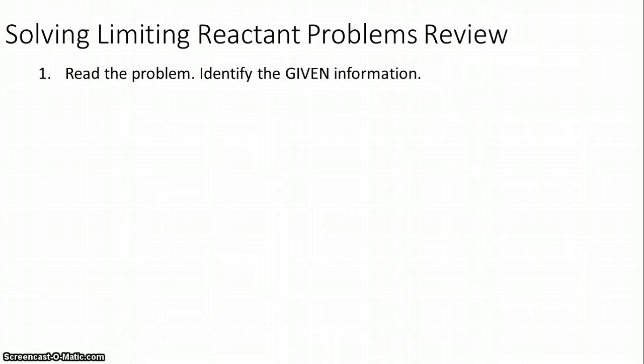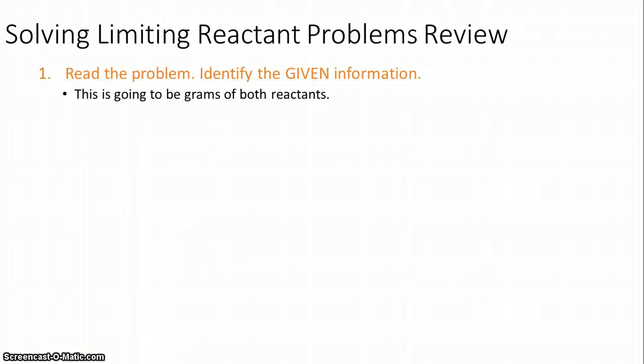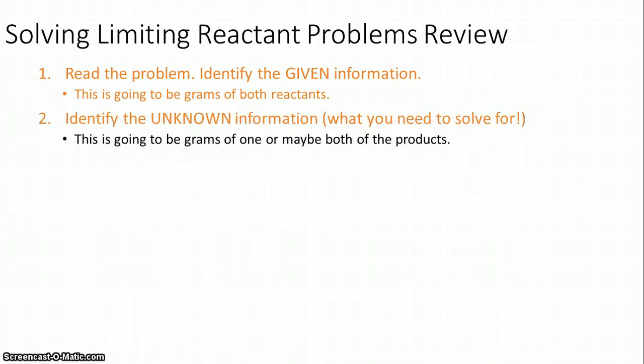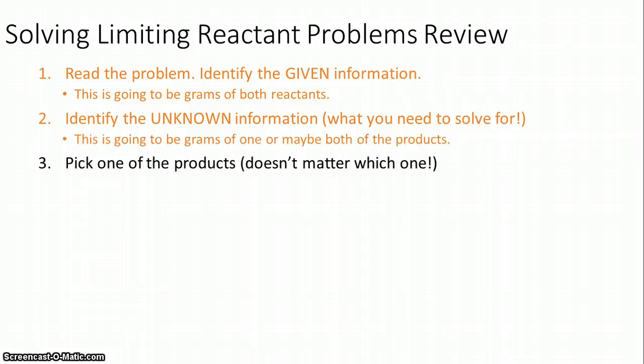Read the problem. Saying it seems like a silly first step, but there are quite a few students who do not do this. You're going to identify the given information first. And for limiting reactant problems, this is going to be in grams for both of the reactants, like in the examples earlier. Next, you're going to identify the unknown. What do I need to solve for? What am I trying to find? And this is most likely going to be grams of one or maybe both of the products.